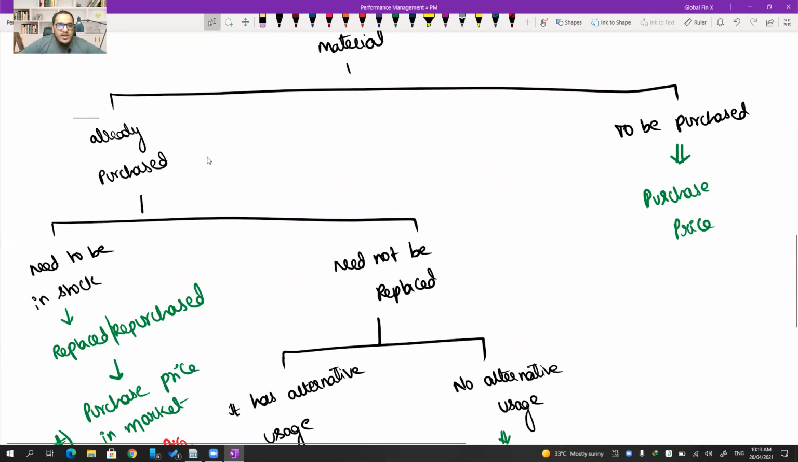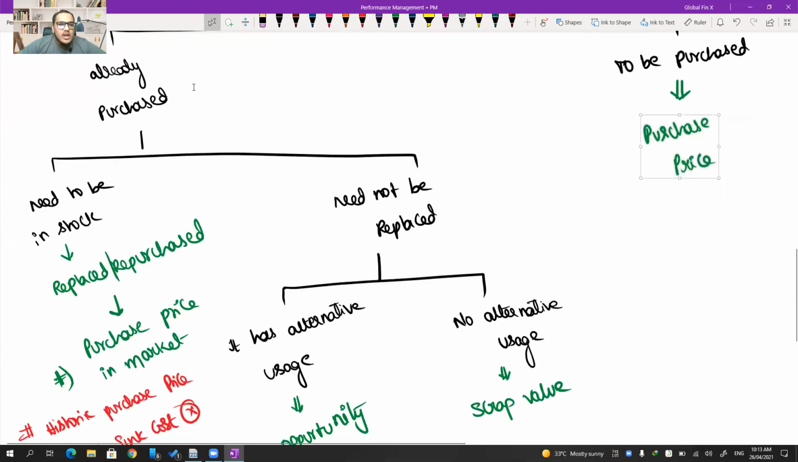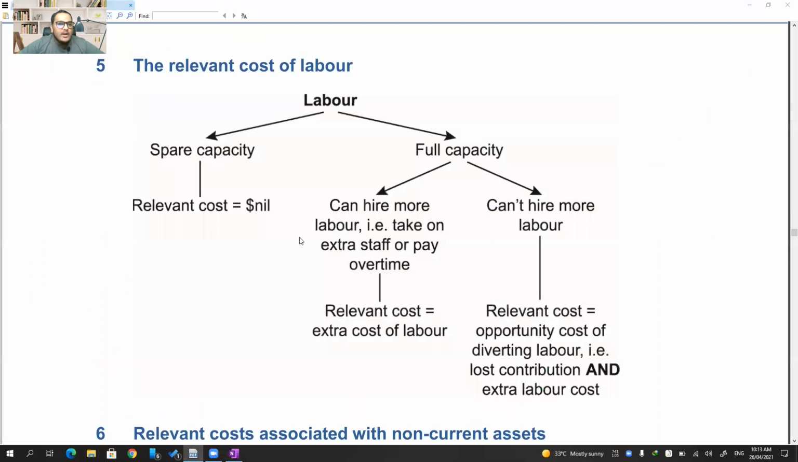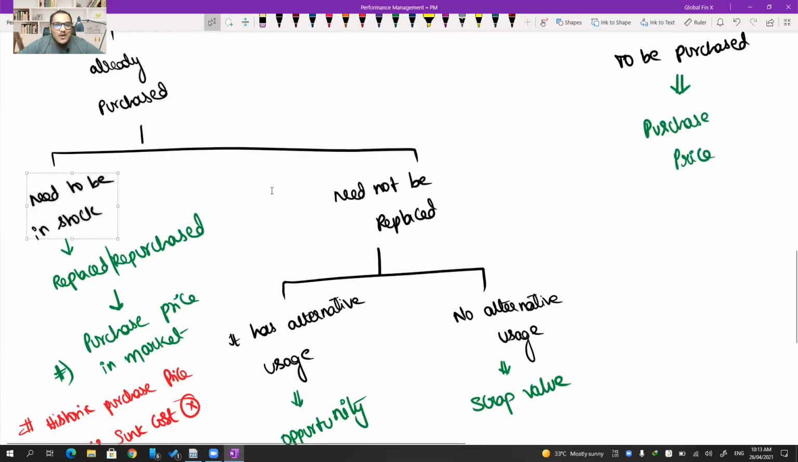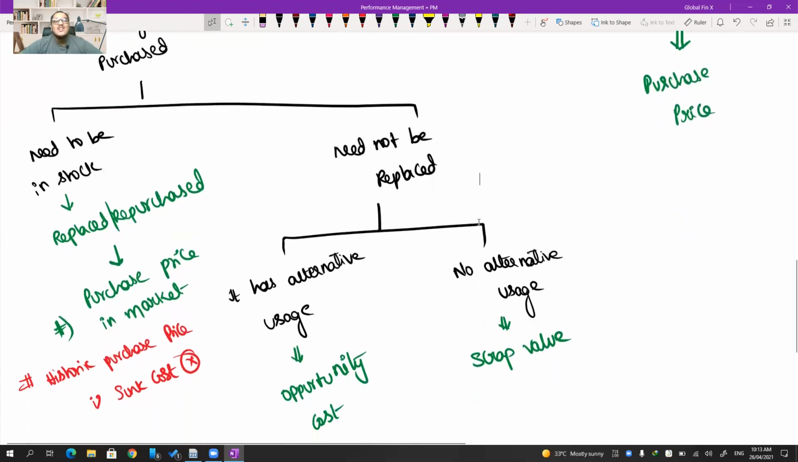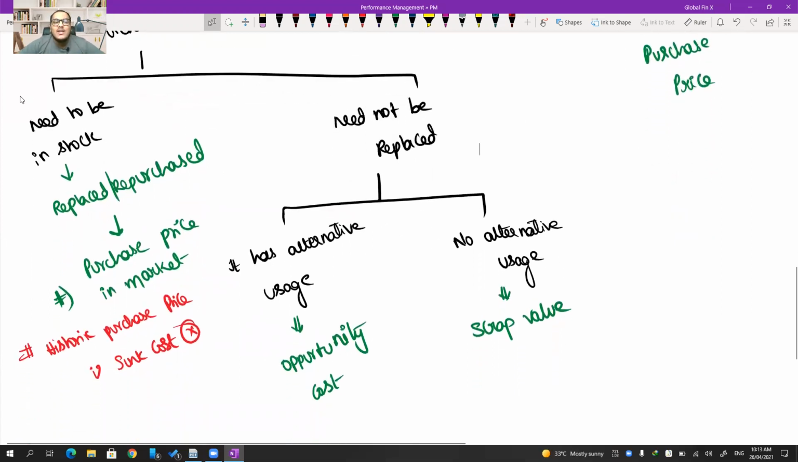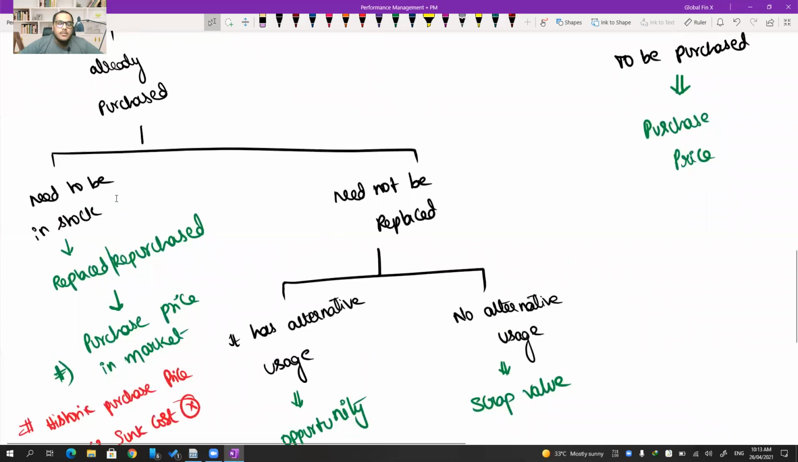If labor is already available in our factory, we do not need to hire new labor. If you need to hire new labor, then the labor rate, whatever wages you are paying them, will be the relevant cost. If you already have the labor in your organization, I cannot say it needs to be in stock or replaced. Labor does not have any stock or replacement as such. What you need to understand is you have abundant availability of labor. Basically, you already have surplus hours paid for. So in that case, what will be the relevant cost?